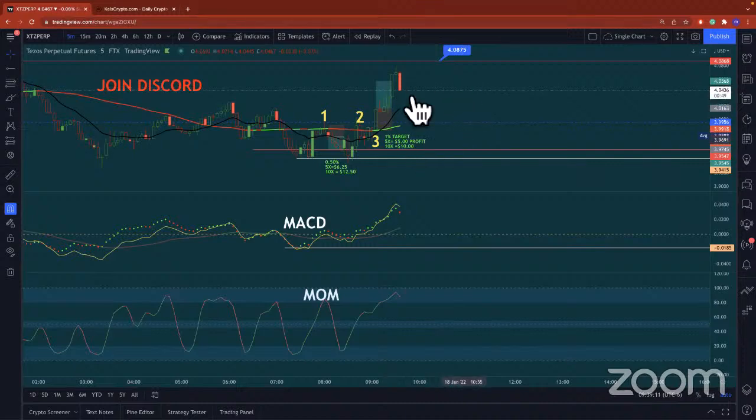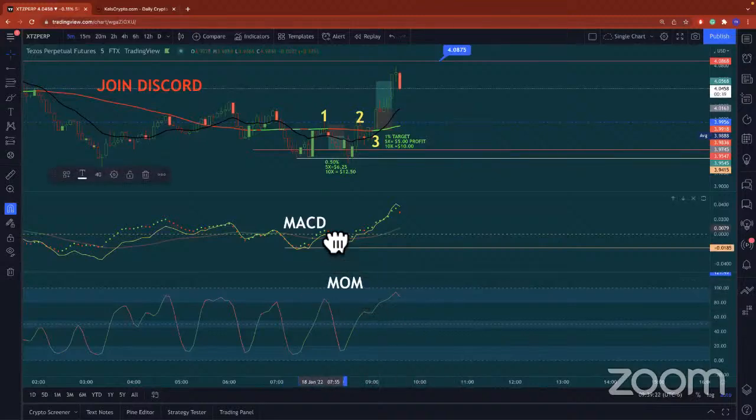And here's the correction that we really wanted. Pretty deep correction. That'd be great for us. Wait for our mom oscillator to turn back up on us, our custom MACD to turn back up. We go long, target 4.0857.